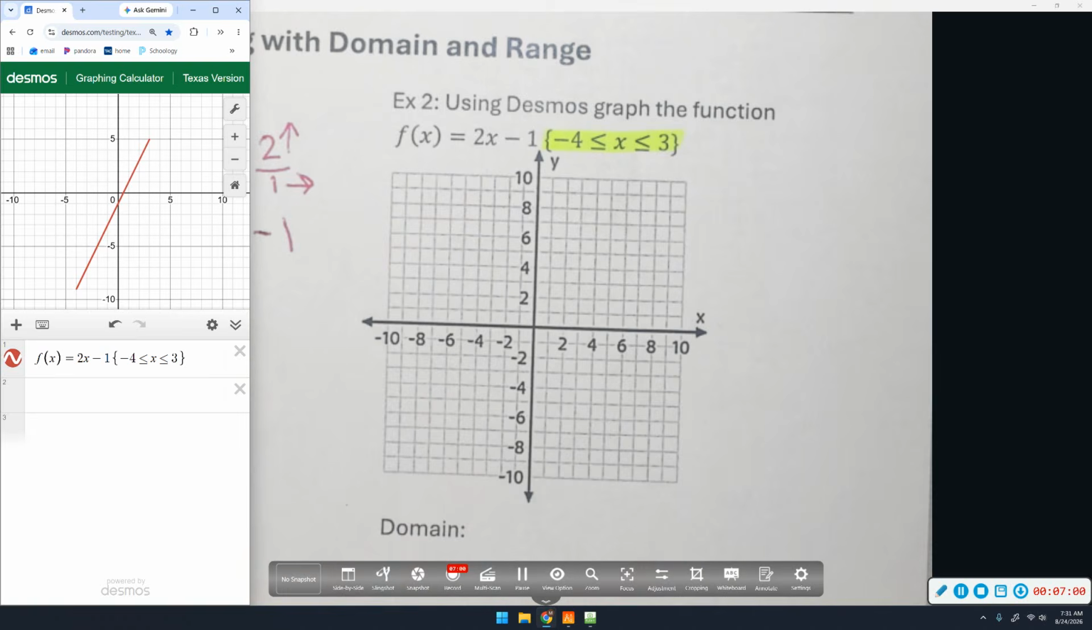What do you notice this time? What happened? Does this line go on forever? No, it does not. Okay, it has what we call boundaries.